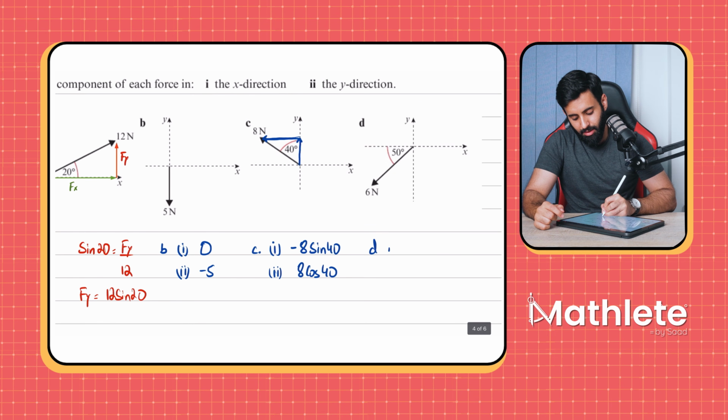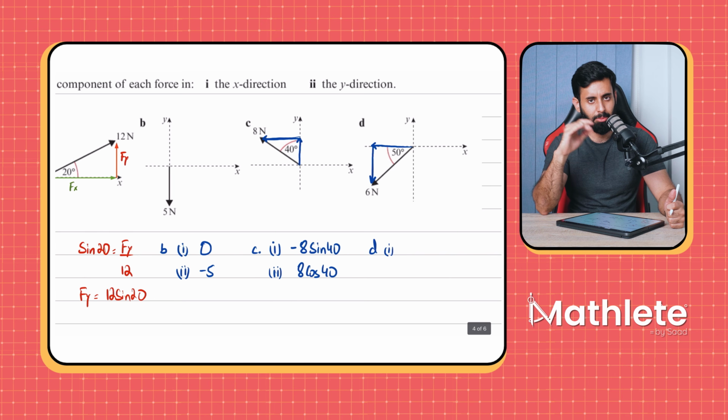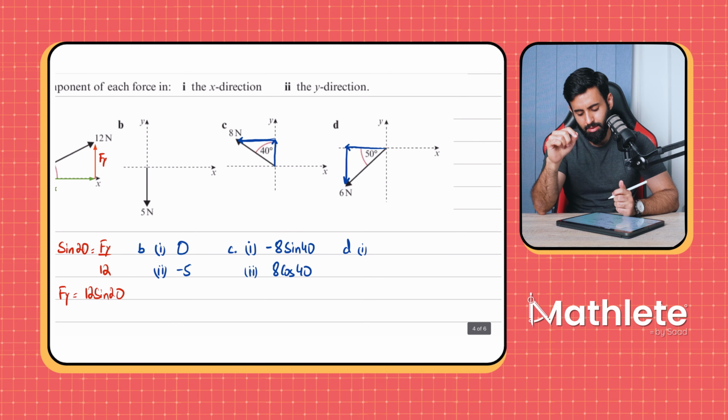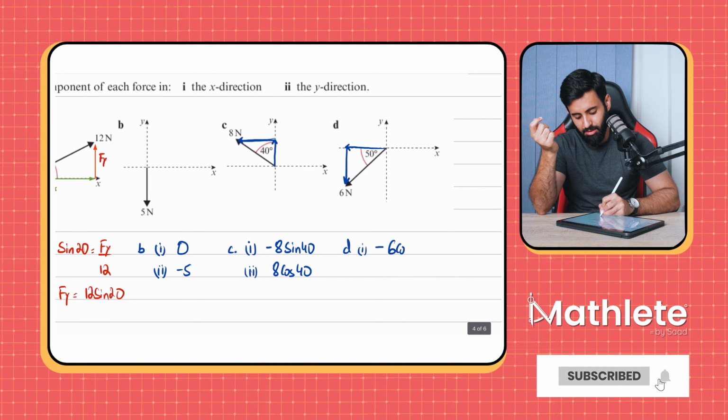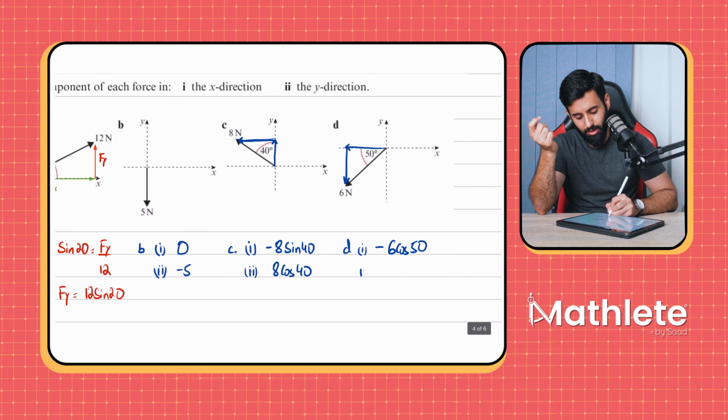Now, here's part D. Let's do D part 1. Again, let's make these arrows. Now, it's always a good idea to mentally prepare for whether it's going to be positive or negative. I mean, just make a mental note of it. So if we start with the x direction, it's going to be negative, that's for sure. And x here is the adjacent side, so that means it's going to have cos. So minus 6 cos 50. And for y direction, it's right here. Because it's opposite, it's going to have sine in it, and because it's downward, it's going to be minus. So minus 6 sine 50.